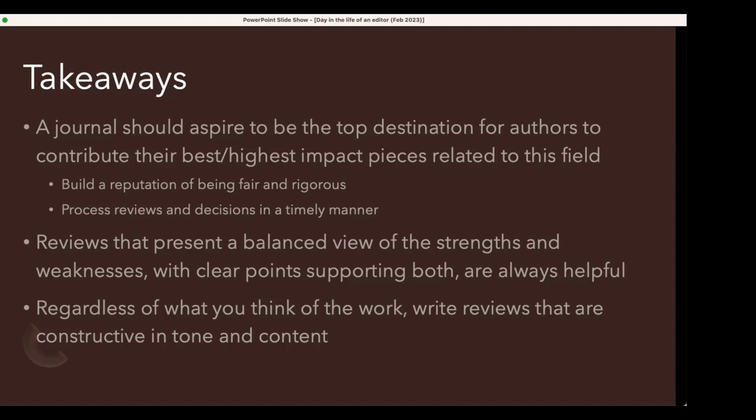And so I think for us, having been relatively new, it was really building a reputation for being fair and rigorous. And I think that's certainly, at least when I talk to others, and maybe it's a little biased sampling, because they probably know that I'm a deputy editor, so they're not going to tell me all the bad things. But, we do want to build a fair reputation. And I think we've been doing that, at least from the feedback I've gotten. And to process reviews and decisions in a timely manner.